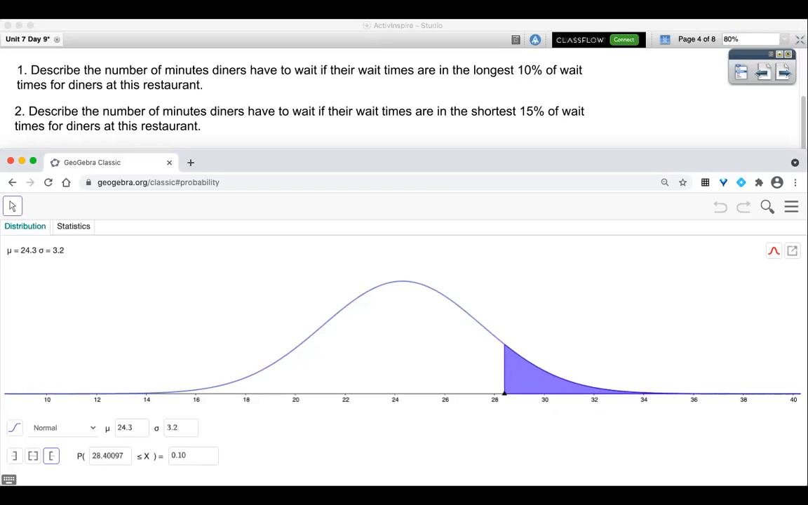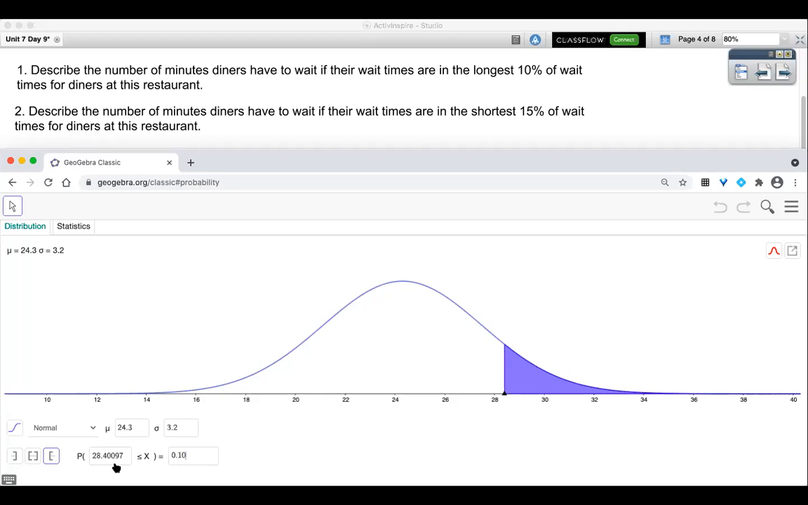So what is that telling me? Well, what I can see here is that I have the longest 10% of wait times shaded, and I can tell that it's 10% by this number. But this number right here is the number that's actually telling me how many minutes is included in the longest 10% of my wait times, right?